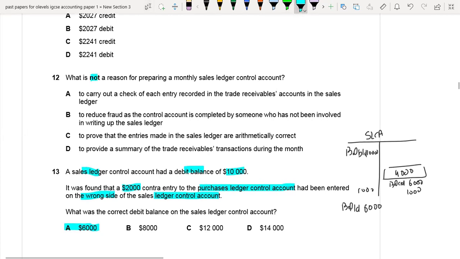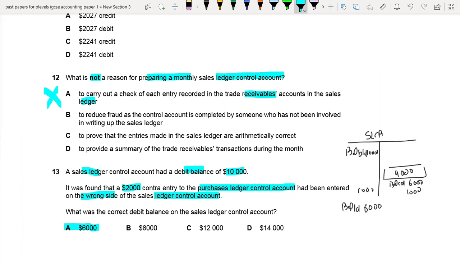Question number 12. What is not a reason for preparing a monthly sales ledger control account? Not a reason. Okay. So, to carry out a check of each entry recorded in the trade receivable account in the sales ledger. So basically, we are not carrying out the check of every entry recorded in the trade receivable account in the sales ledger, because we compare the trade receivable account, it means the sales ledger control account, with the prime books, not with the individual sales ledger. So this is not right for the SLCA.